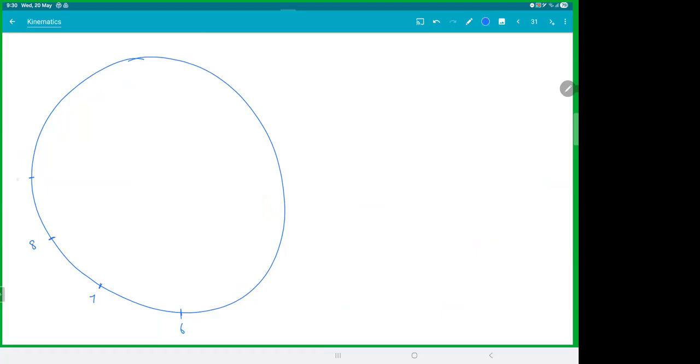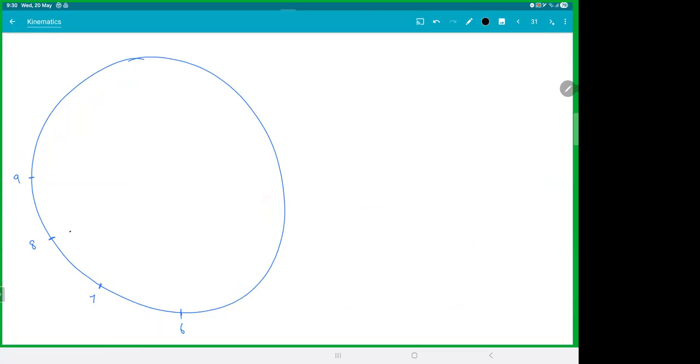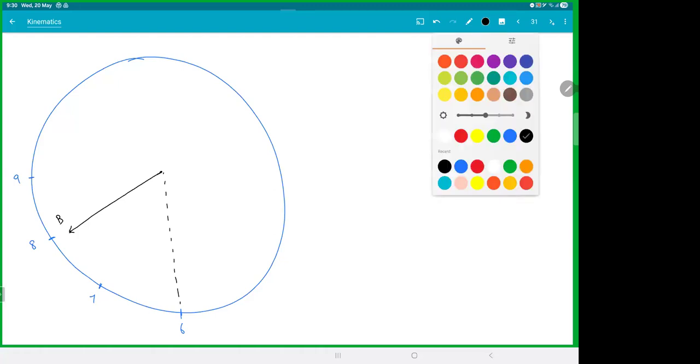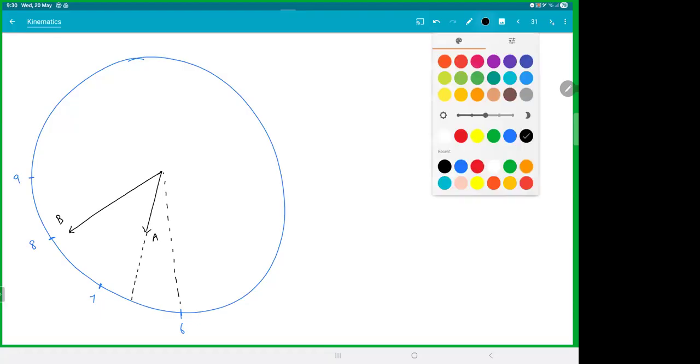Think of it like this. The hour hand will be here. The minute hand will be here. That is your OB. If it was exactly 6, then you would have been here. But at 6:40, you would be somewhere here. Like this, isn't it?